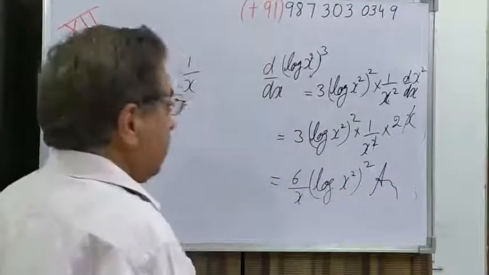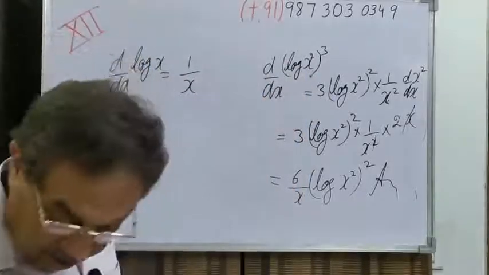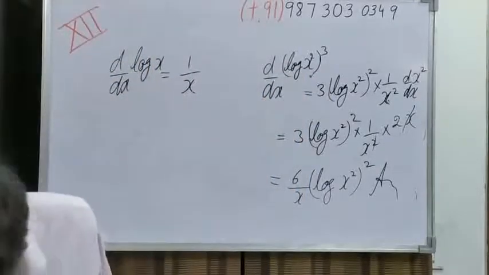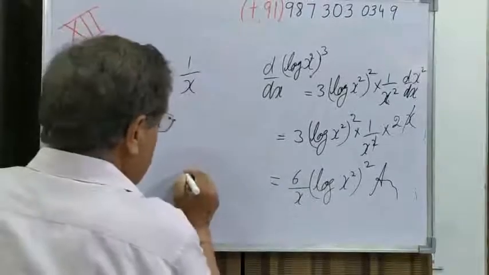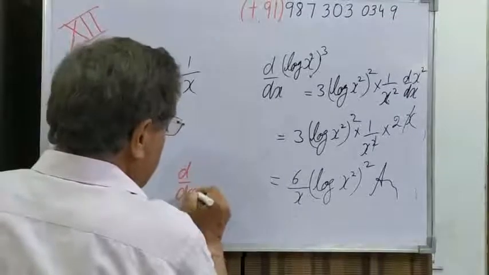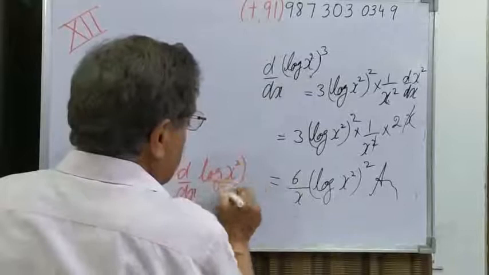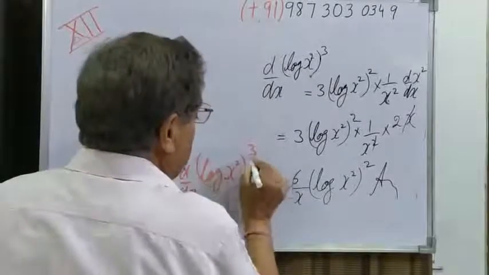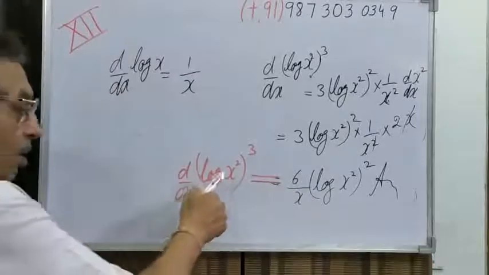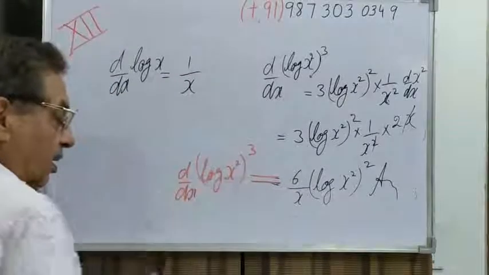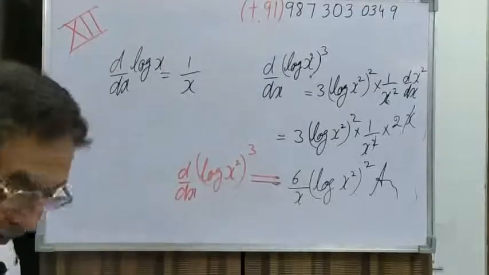So this is the differentiation of log x square to the power 3. What is this one? What I have written? It is basically the derivative of log of x square raised to power 3. So this is what we have obtained: log x square to power 3, and we get 6 by x.